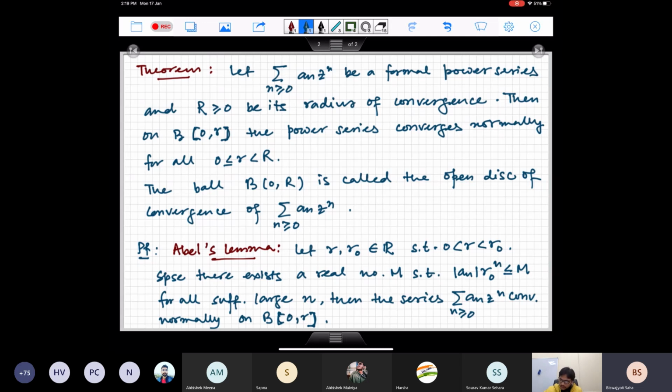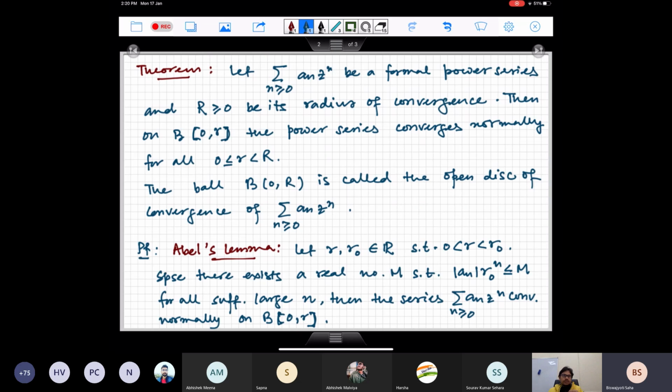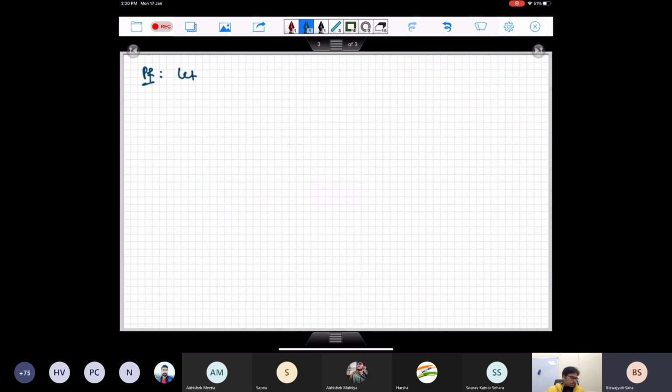Let us first prove Abel's lemma, and then we will see how it gives us normal convergence. You see, the statement of Abel's lemma itself has normal convergence on some ball B(0, r), this little r being smaller than little r naught. Now the proof of Abel's lemma is not so difficult. I want to prove that this series converges normally on B(0, r). So I have to take the norm of each term, and then make sure that when I take the infinite sum, it converges. So we are going to take the norm.